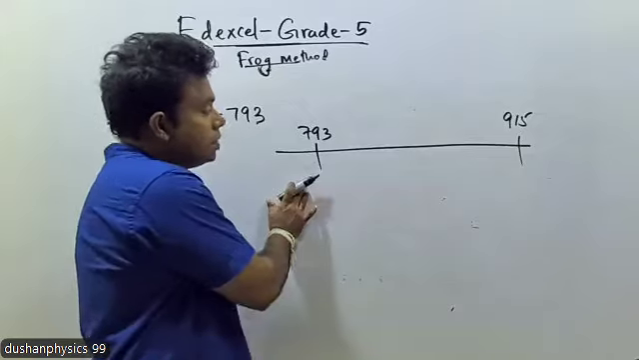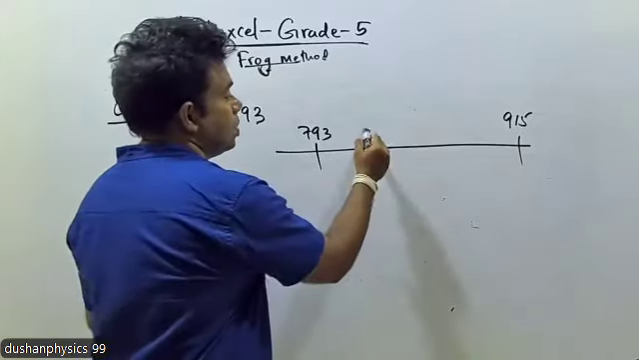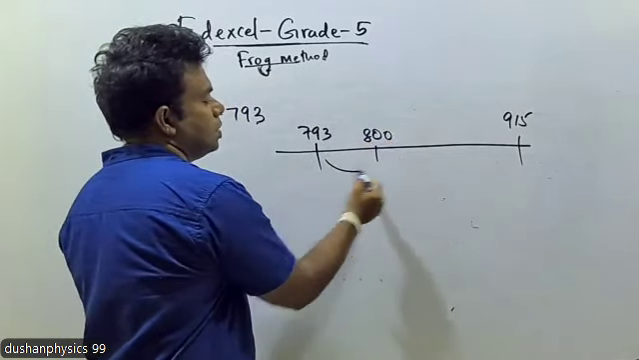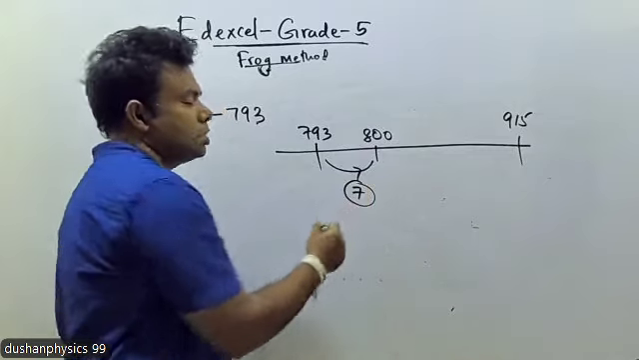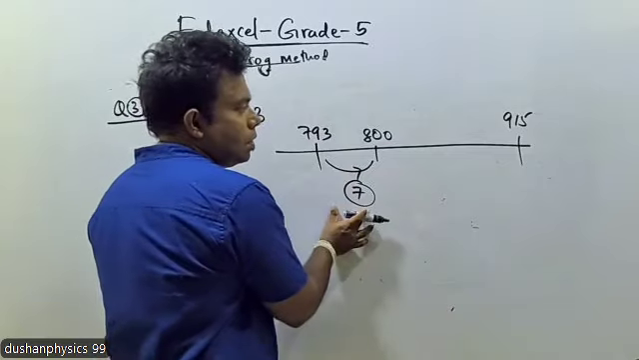Go to the left side. Check what is the next hundred here. The next ten value is tens. You can reach 800 because there is a gap of 7. 790, next 800. Okay. So 7 remains here.